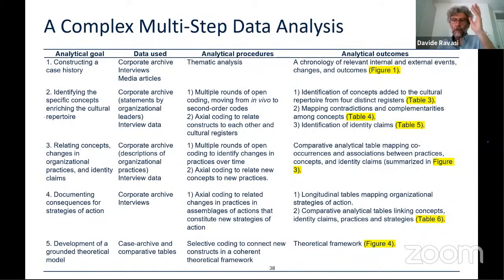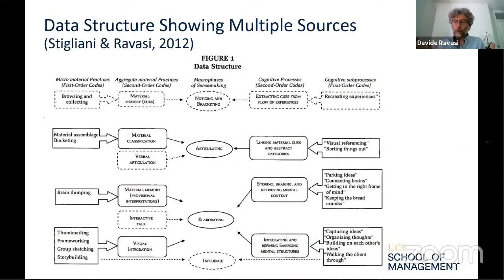Now, there are also other forms of the data structure. The one I showed you is the most classic. But this is an example from an older paper of mine with my former doctoral student, Ileana Stigliani. This was a doctoral dissertation. We had coding that converged from two different sources of data. We had her own field notes.